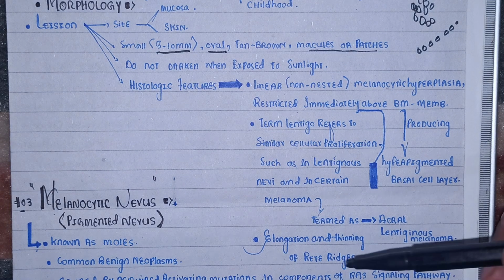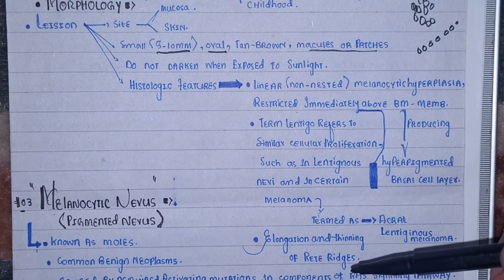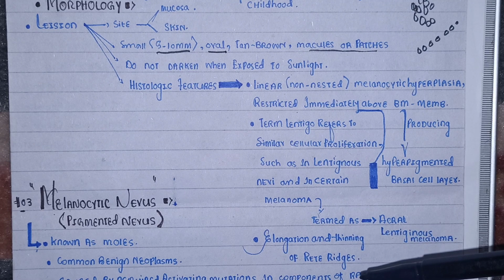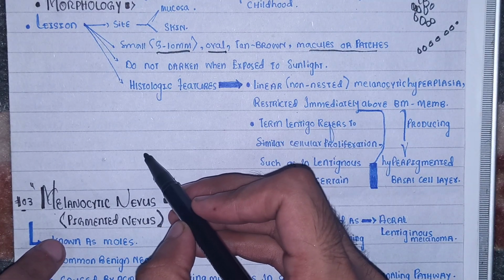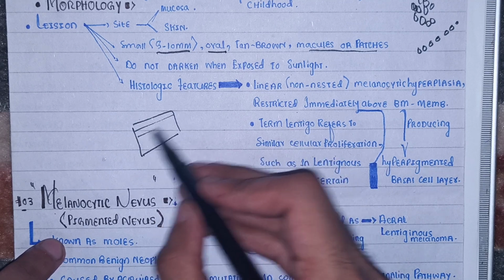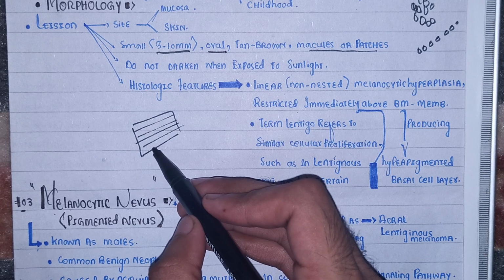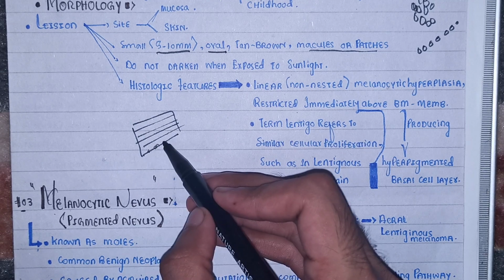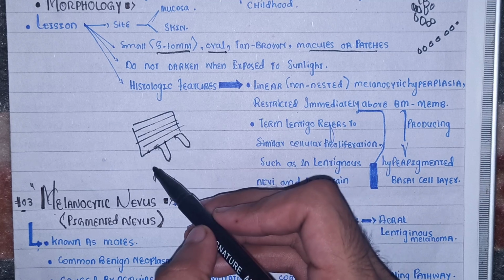Also, histologically, you will see in case of lentigo there is elongation and thinning of rete ridges. Why is there elongation and thinning of the rete ridges? Because if I draw here, let's consider all the 4 to 5 layers of epidermis, 1, 2, 3, 4. This is the basal layer, okay? And in the basal layer there are melanocytes. These are melanocytes. Normally, rete ridges used to be like this.